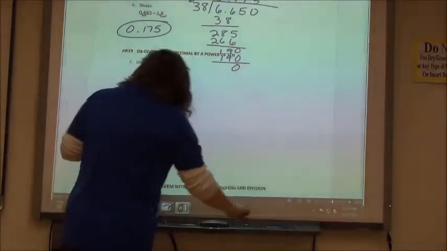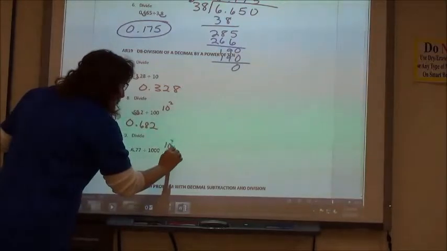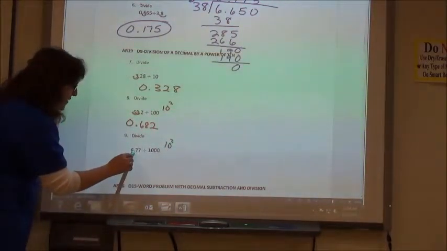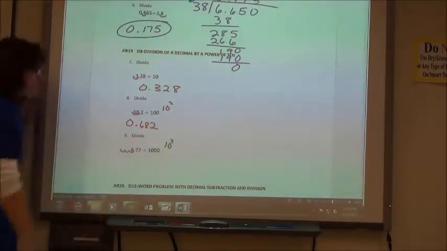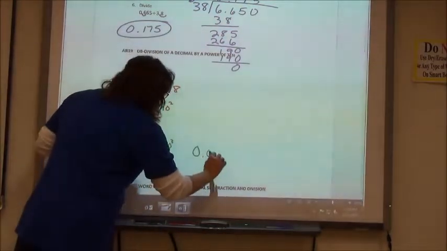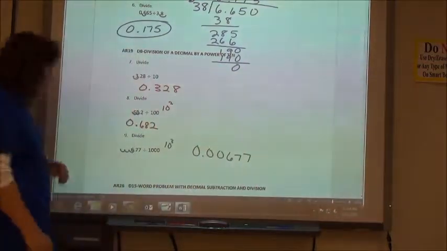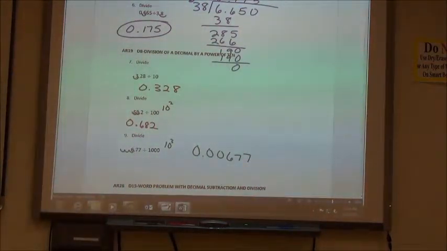So on number 9, how many places to the left can I move my decimal? 3, because 1,000 would be 10 to the third because it has 3 zeros. So if I move it back 3 places, 1, 2, 3, what am I going to have for my answer? 0.00677. Yep, exactly.